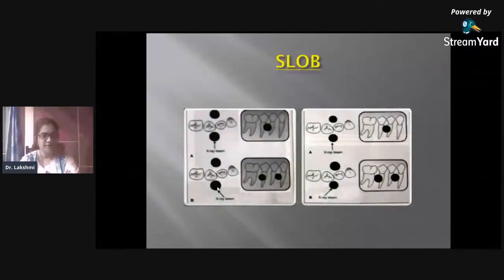Whereas if you shift the cone and shoot the X-ray beam at a different horizontal angulation over here, what happens? If the object moves towards the same side as the X-ray cone, that means it is lingually placed. Whereas if it moves in the opposite direction in comparison to the first one, that is a buccal position. So this is the SLOB rule. The same example is also given here.